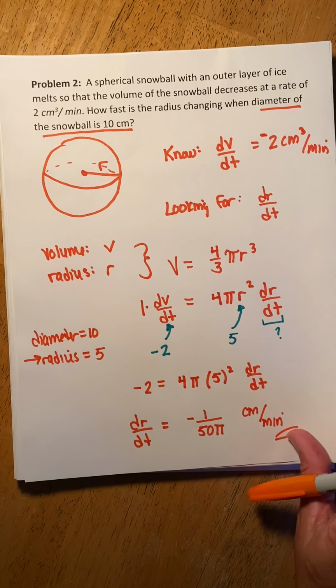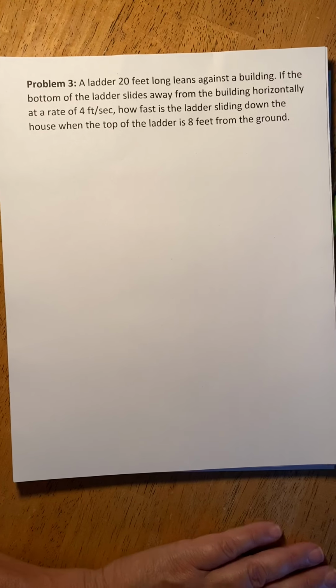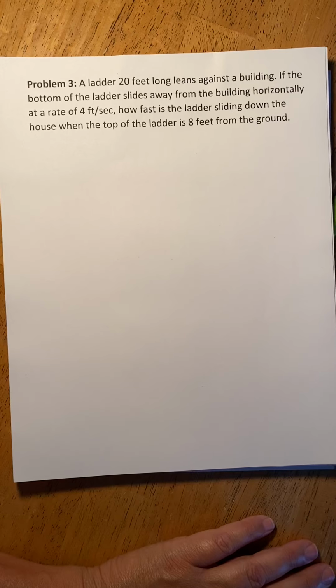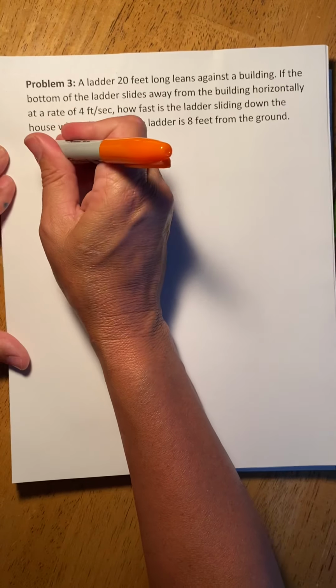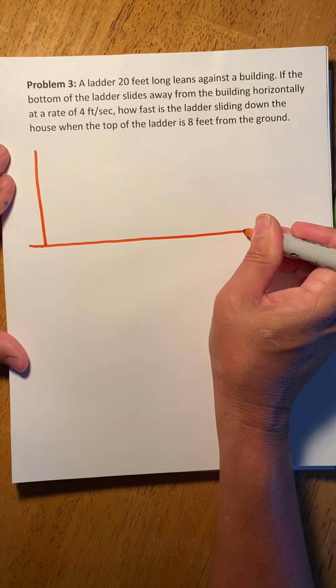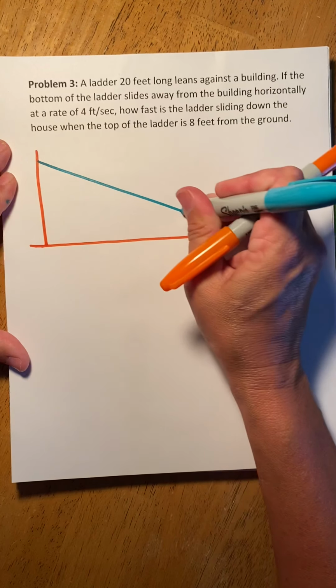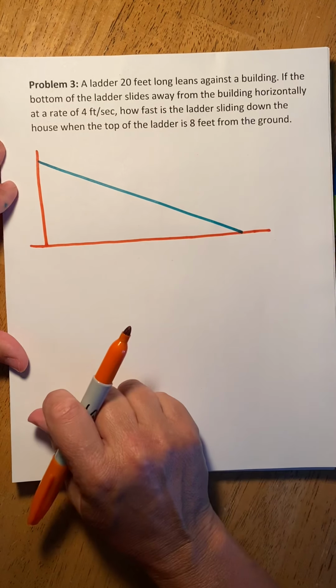All right, no related rate section would be complete without a sliding ladder problem. So let's take a look at problem number 3. We have a ladder leaning against a wall, and the ladder is sliding away from the building horizontally. What I want to know is how fast is the ladder sliding down the house? So I have my building, I have my ground, and we always assume we're in a perfect scenario. Everything's nice and square, so here's my ladder, all right?